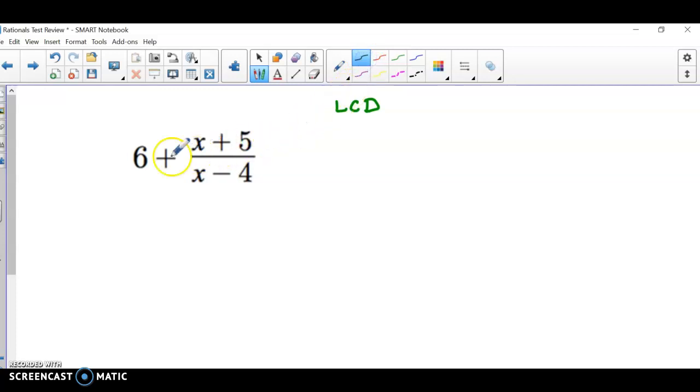But before I can do that, look at this one over here. I've got a 6. It doesn't have a denominator. I need to give it a denominator over 1 first. So now it's a rational expression too. Now I can follow my rules for finding that least common denominator.